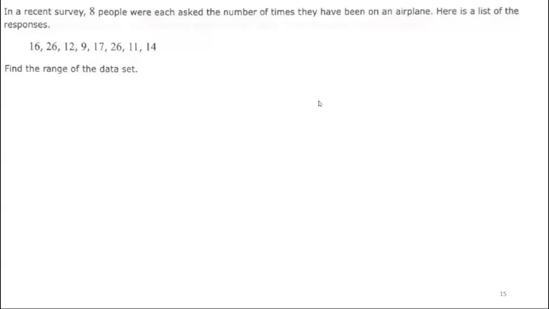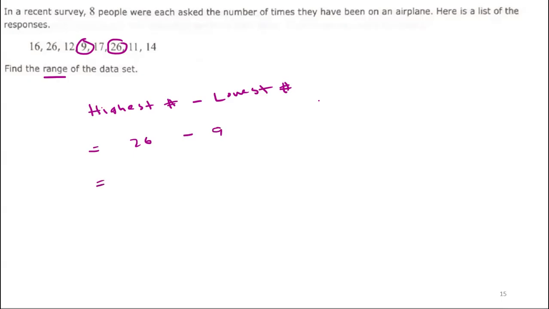Okay. The range of the data set, all you have to do for that is take the max, or the highest number, and then subtract the lowest number. Okay. So in this case, the highest number here is 26. And then the lowest number we have is 9. Okay. All right. So then the range will be 17.